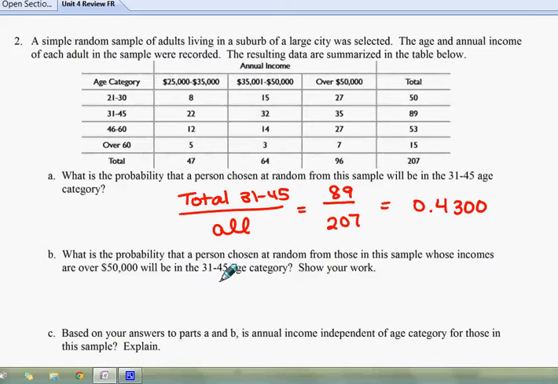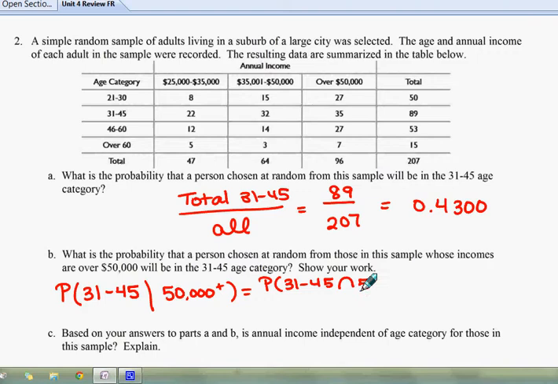For part B, what's the probability a person chosen at random whose income is over $50,000 will be in the 31 to 45 age group? Okay, this is another given problem. This is find the probability that somebody is going to be between 31 and 45 given that they are already making more than $50,000. So the probability for this is going to be the probability of both 31 to 45 and making more than $50,000 over the probability that they are making more than $50,000.